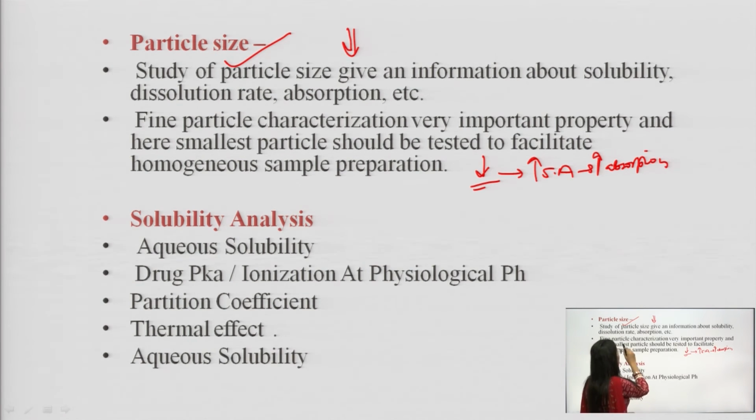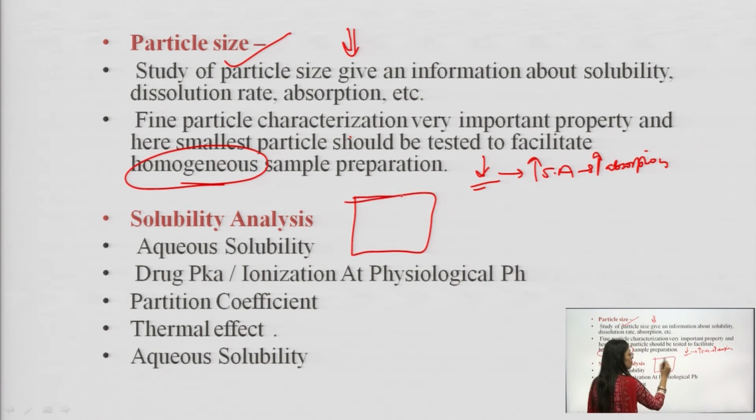Particle characterization is a very important property, and here the smallest particles should be tested to facilitate homogeneous sample preparation. Homogeneous means the sample is simple and uniform, like they are the same all over.